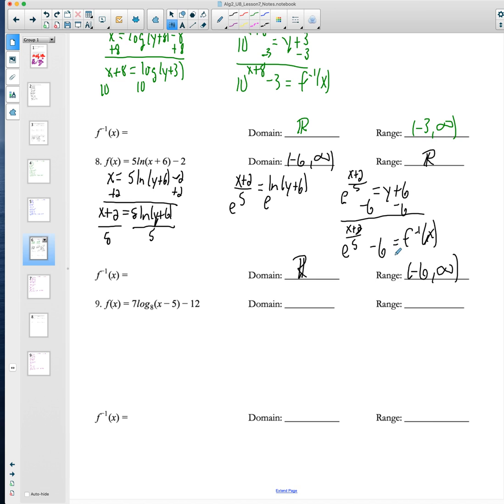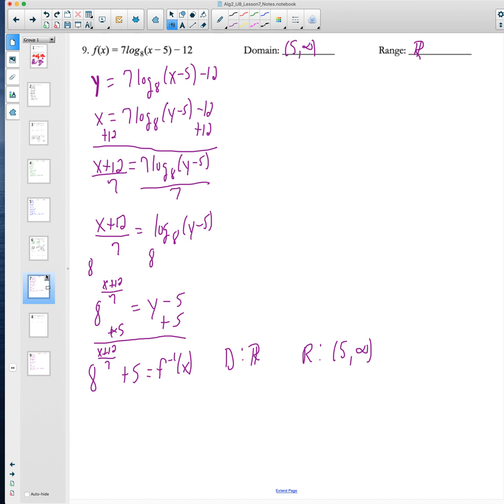All right, so what I'd like you to do is 9 and 10 on your own, and then once you're finished with those, either flip the video back on to check your work or check it with the fully worked notes. For those of you that are sticking around, I have 9 worked out right here, so let's look at 9.